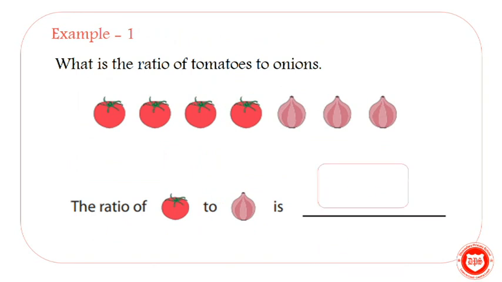Now let's practice some examples. We are going to relate two quantities as a ratio here. What is the ratio of tomatoes to onions? Count the tomatoes and onions. There are 4 tomatoes and 3 onions here. So the ratio of tomatoes to onions is 4:3.